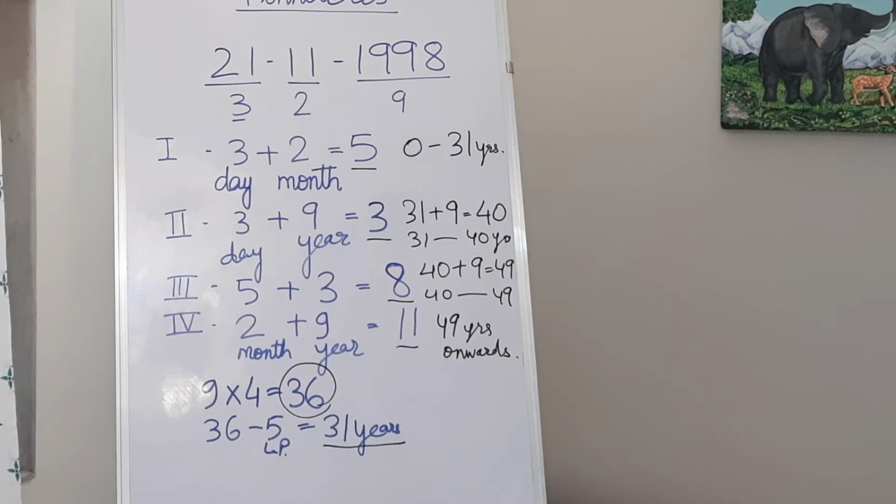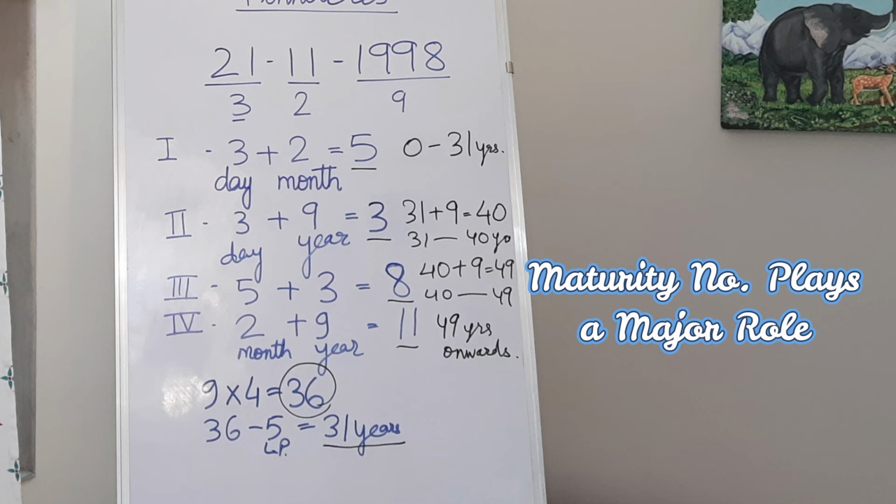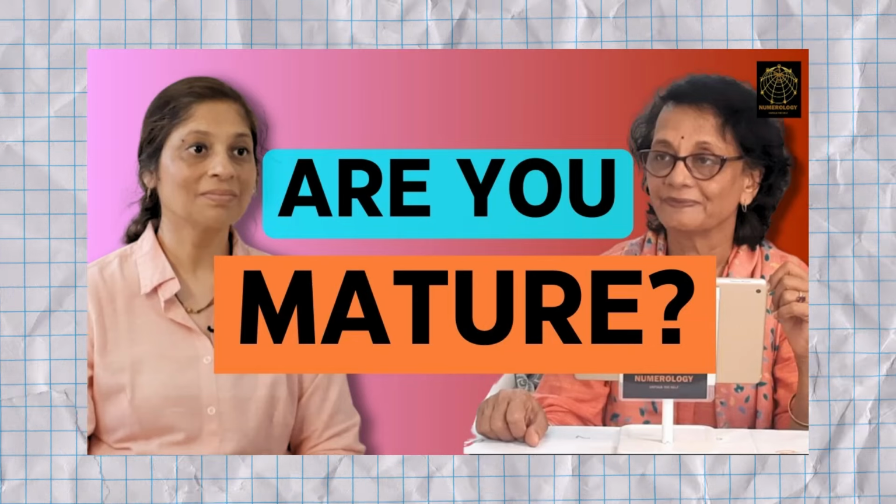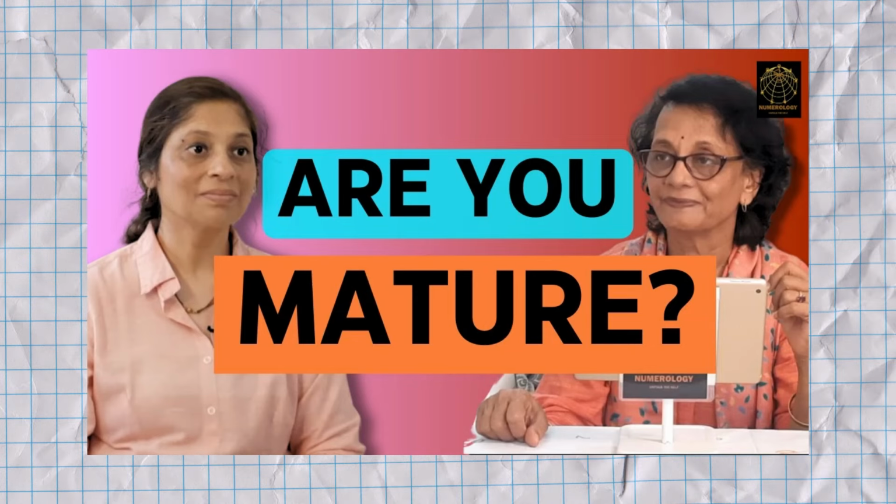Now the third pinnacle. This is more or less like the second pinnacle. The maturity number plays a major role in this period now. Now tell me, what is maturity number? Life path plus expression. Yes. I want to check whether you are studying or not.